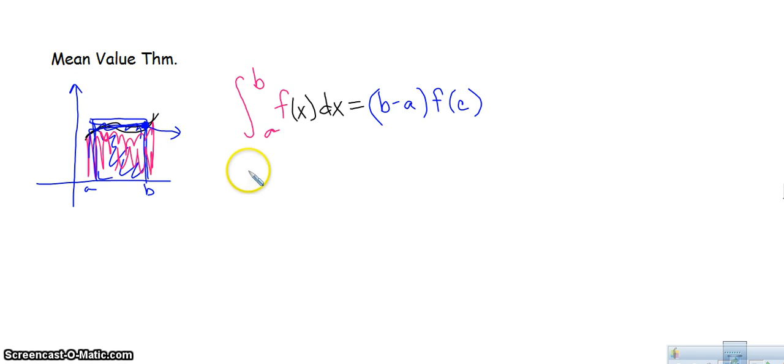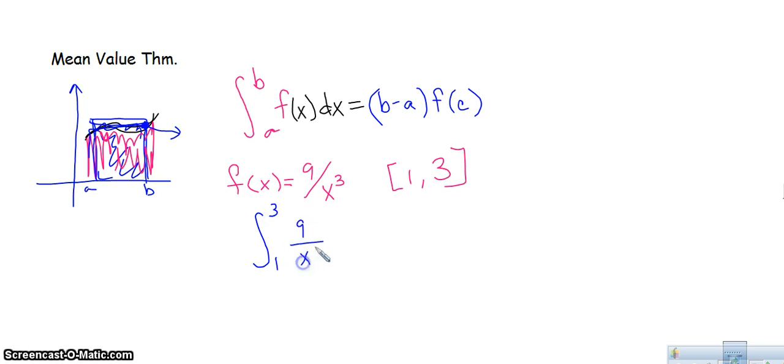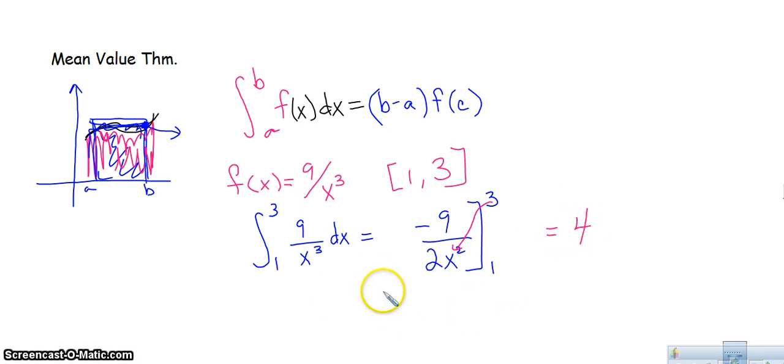So what you have to be able to do with that is, let's say you have this function f of x equals 9 over x cubed, and you're going to find the area between 1 and 3. Okay, so I'm going to integrate. If I integrate between 1 and 3 of 9 over x cubed dx, I end up with negative 9 over 2x squared. And then I use the fundamental theorem of calculus, and I put in 1 and 3. I put in 3 first, because that's what I do with the fundamental theorem, and then I put in 1, and that gives me 4, if you calculate that.